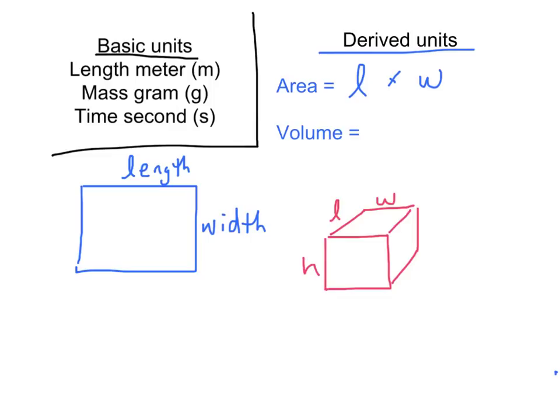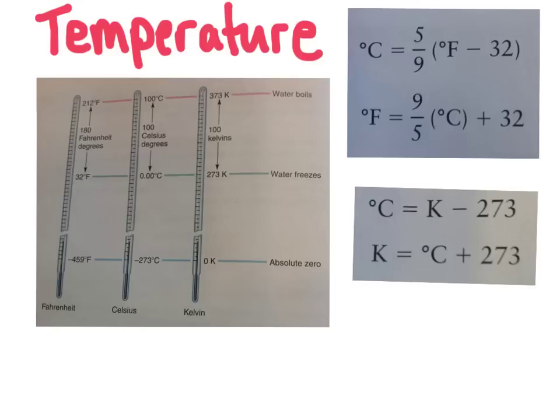Okay, so for volume, like for the volume of this red cube, we still have the length and width to find area, L and W, but now we have a height. So we're going to take length times width times height, and we would be able to find the volume. So these are known as derived units. You need to be able to do simple problems to find the length, to be able to find the area of something, and to be able to find the volume of something. Let's go on a little bit more.